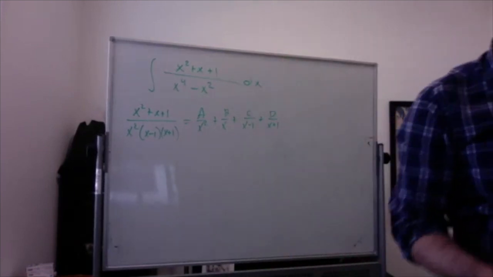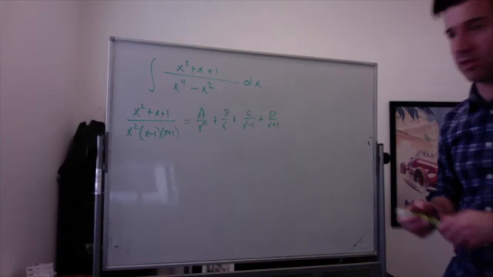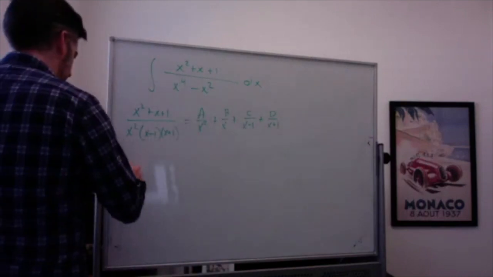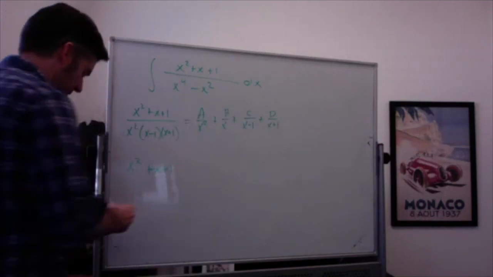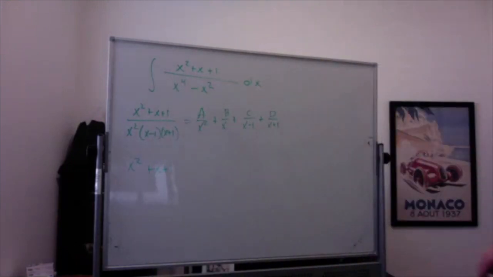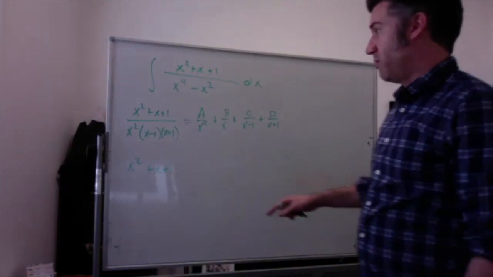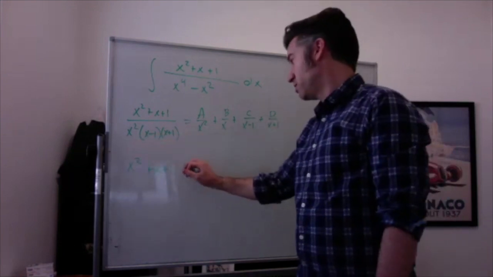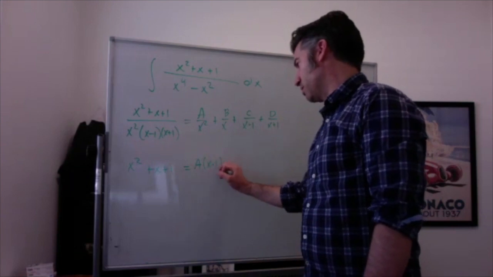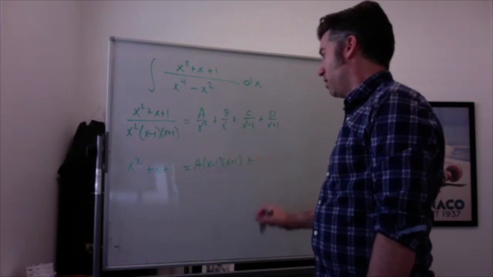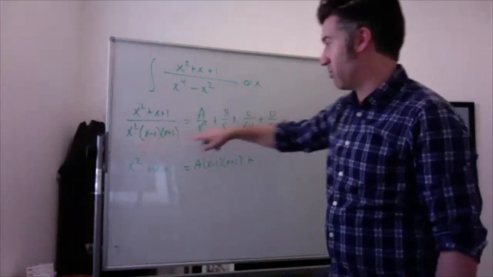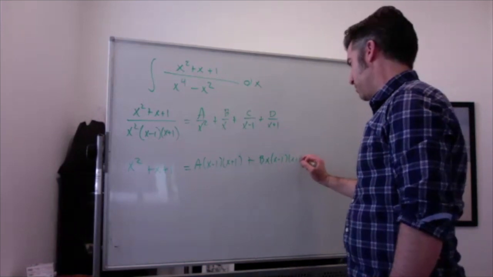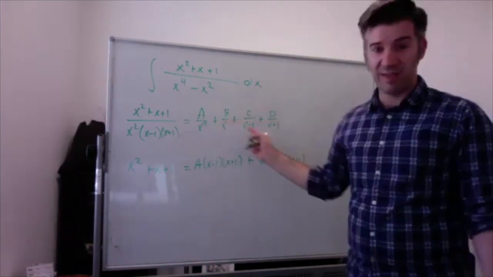So then we do the same usual thing of multiplying both sides by the denominator. On the left, I'm going to get the numerator, right? That's always going to happen. So I'm going to get x squared plus x plus 1. And then on the right-hand side, we have to see what cancels. So when I multiply this by x squared times x minus 1 times x plus 1, the x squareds cancel. So I get a times x minus 1 times x plus 1. And then when I multiply all of this denominator by b, I get b times x minus 1 times x plus 1. And then when I multiply this term by all that, the x minus 1s cancel.